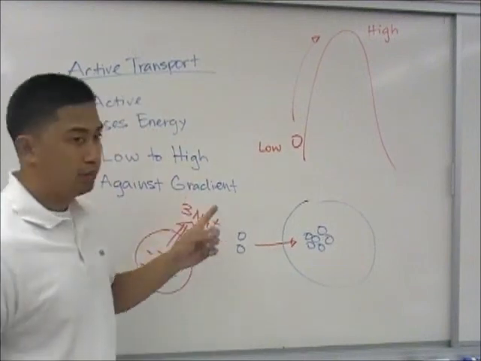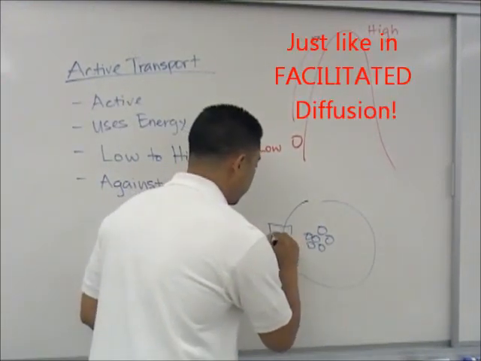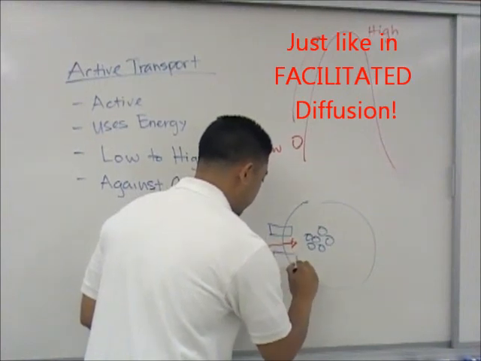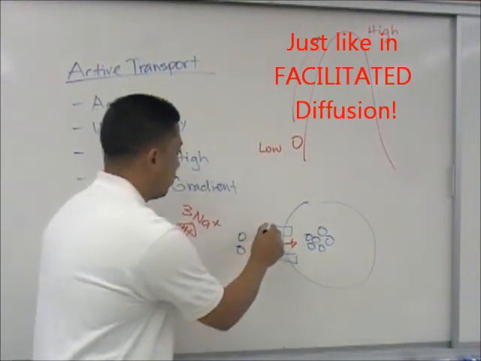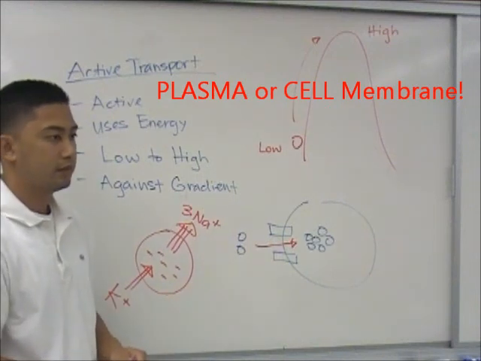So with active transport, we also have these protein carriers, which assist molecules to either leave or enter the cell. Okay? Where are the protein carriers found? On the what membrane? Plasma. Plasma membrane.